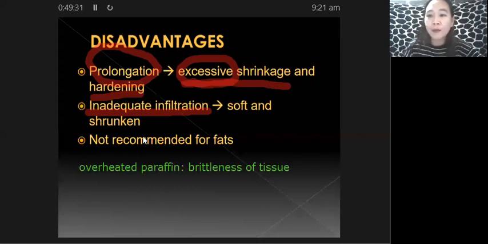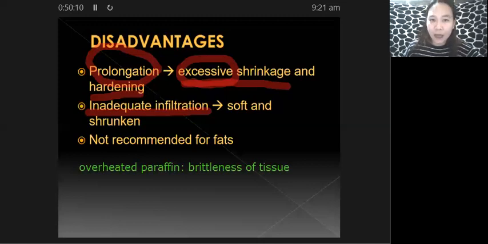And when it comes to compatibility, we are talking about the solubility of your reagents. So that means the clearing agent that you were not able to remove, the clearing agent that remains in your tissue sample, will dissolve the paraffin wax which is supposed to solidify. So that's why in inadequate infiltration, your tissue samples become soft and shrunken.